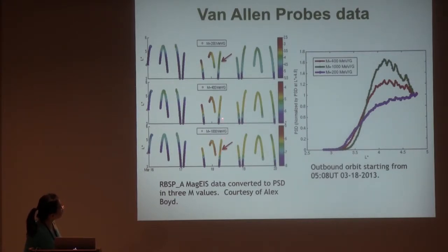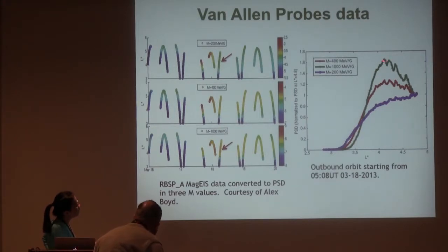large m values, not so clear for 400 MeV per Gauss, and there's no peak for 200 MeV per Gauss. And the line plot of this outbound orbit is shown on the right. So for low m values, this PSD is increased with L star, and there's no peak, and the peak starts showing at 400 MeV per Gauss, and it grows for high m values and peaked at around 4.1.